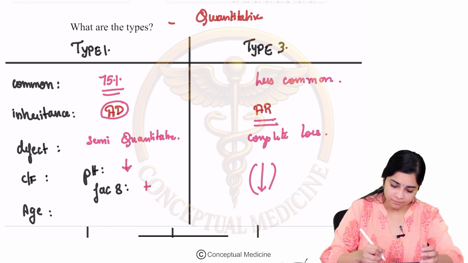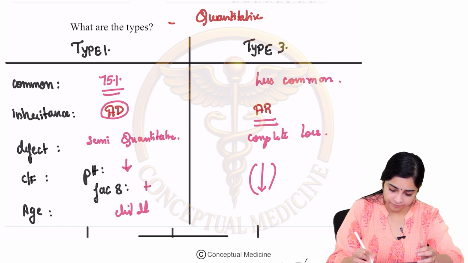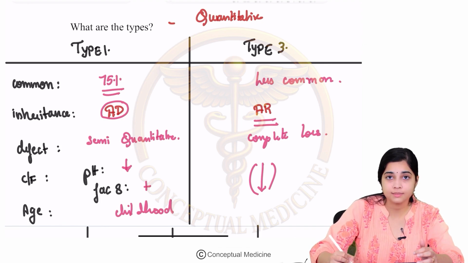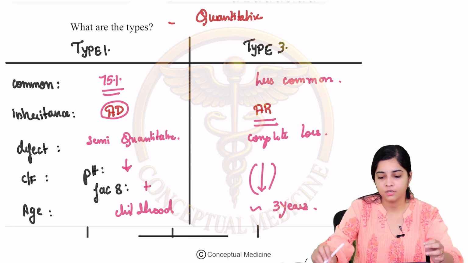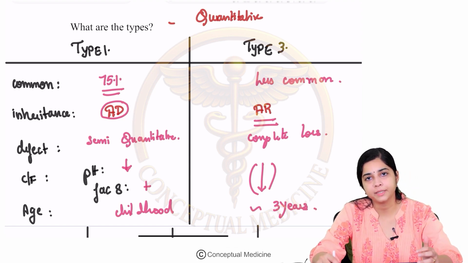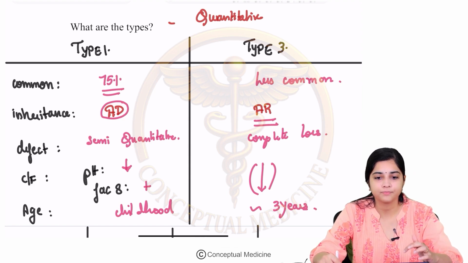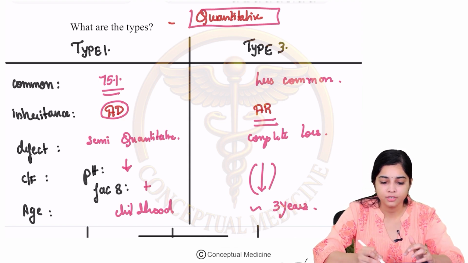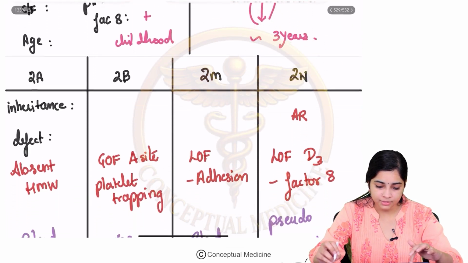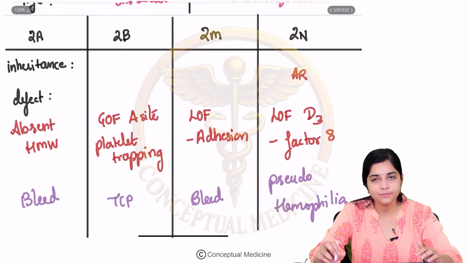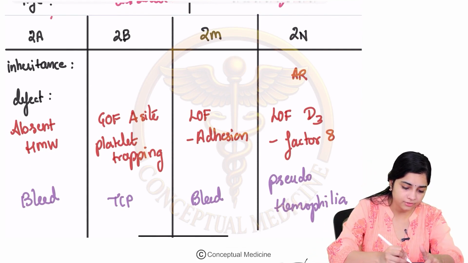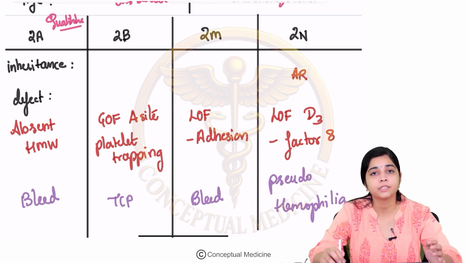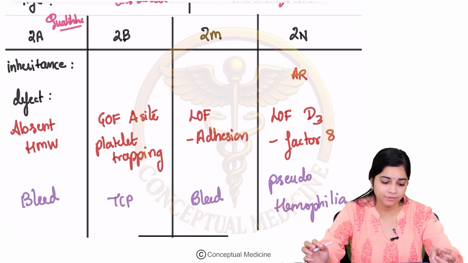Okay, so type 1 is usually found in childhood, whereas type 3 occurs much earlier, maybe around 3 years of age itself. Okay, right? So this is about the type 1 and type 3 von Willebrand disease. Remember, both are quantitative disorders. Now type 2 can be classified as 2A, 2B, 2M and 2N, and remember type 2 is a qualitative disorder. That means that this is a problem with the functioning of the von Willebrand factor.